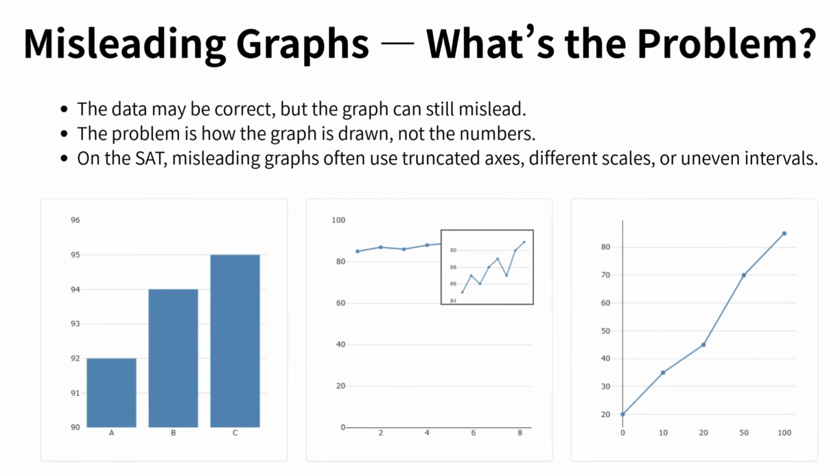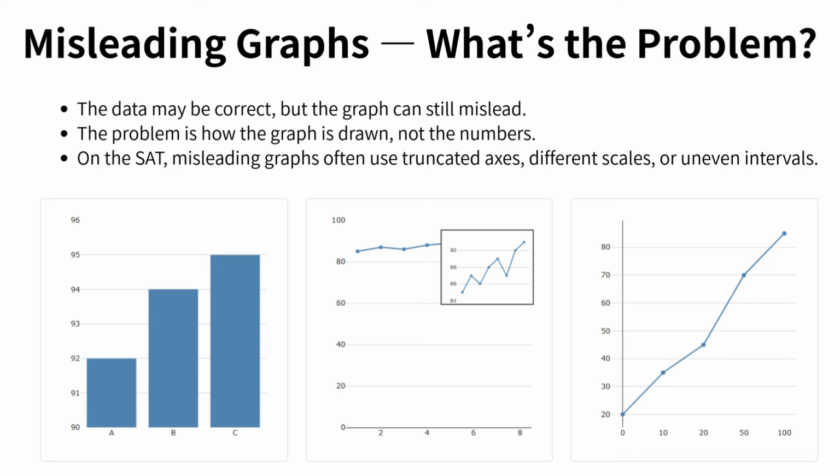Before we look at practice problems, let's clarify what a misleading graph really is. On the SAT, the data themselves are often correct. The numbers are not fake or wrong. The problem is how the graph is drawn. By changing the scale, trimming an axis, or using uneven intervals, a graph can make small differences look large, or large differences look small. That's why you should never rely on first impressions.